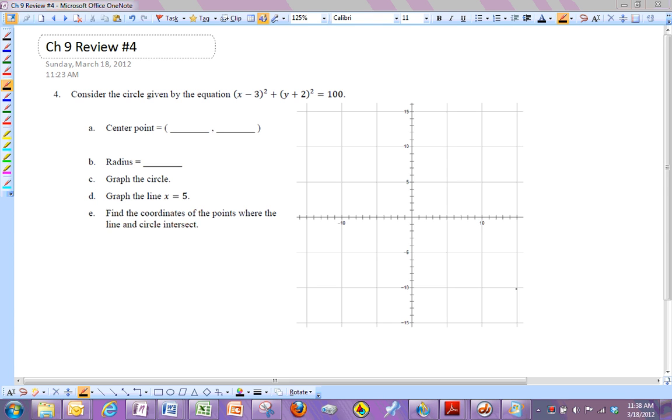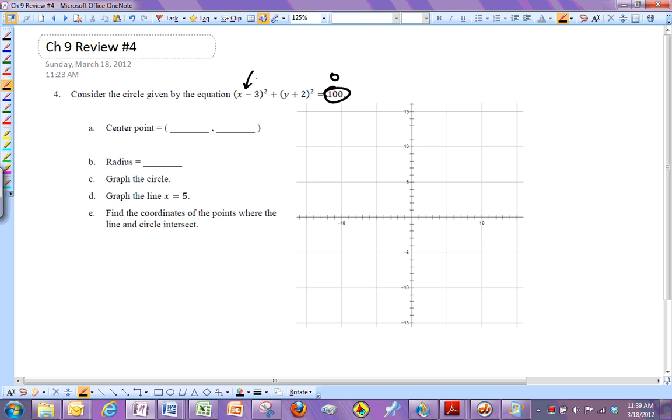Alright, so let's take a look at Chapter 9 review number 4. Let's see, we've got a circle. The equation's given there. And remember, to figure out the center point, we pretend that the radius squared, this thing over here, is really 0. So that would make the radius shrink down to nothing. And so all you're left with then, when the radius is 0, is the center point.